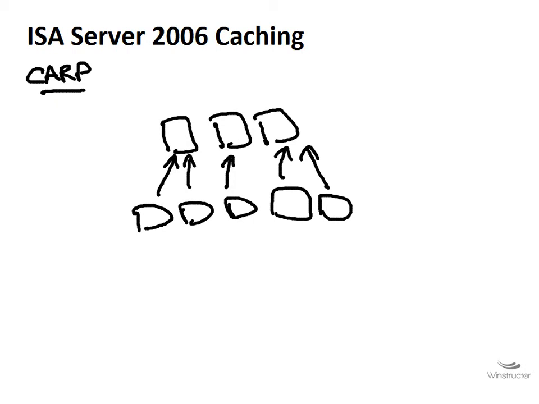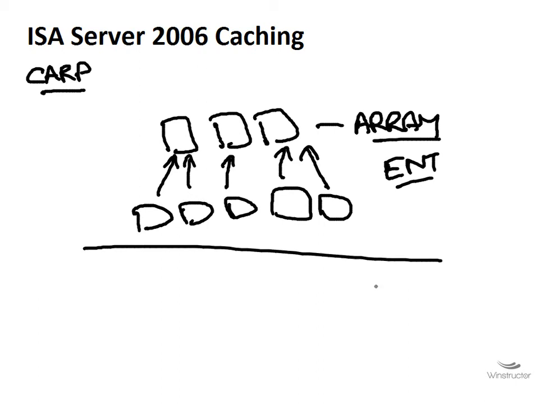Now, obviously, the key word there was an array, and you'd know by now that in order to even have an array, you need to have the Enterprise Edition of ISA server.